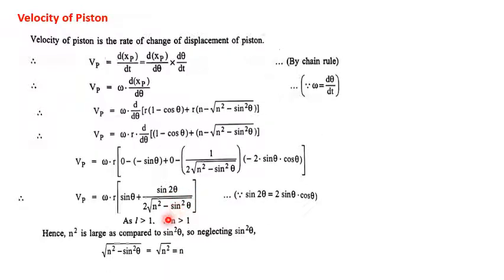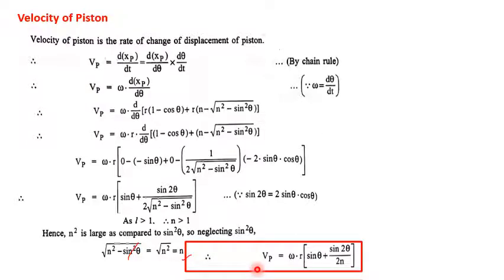After neglecting, the square root of n square minus sine square theta becomes only the root of n square. The square root and square get cancelled, and I will get only n. Therefore this is the velocity of the piston: Vp is equal to omega into r into sine theta plus sine 2 theta divided by 2n. Let me call this equation number 5.3.